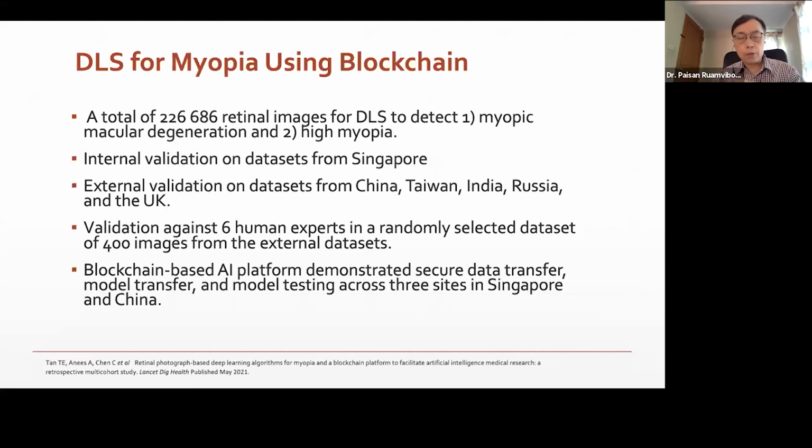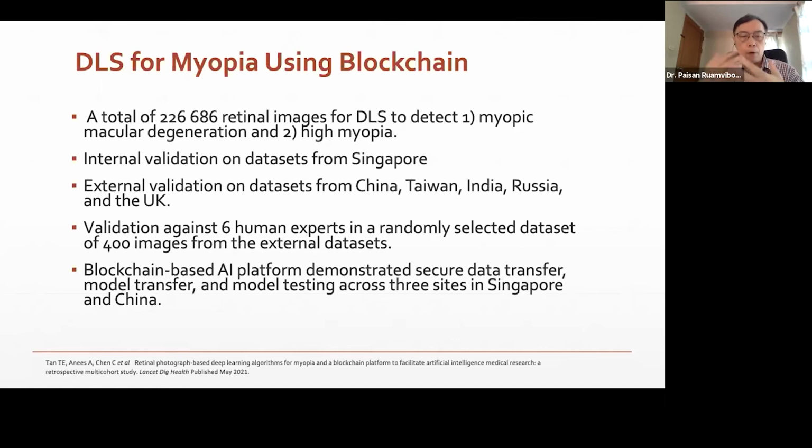They create two models in this study. The first one is to detect myopic macular degeneration, and the second one is to detect high myopia. The internal validation of these models is performed on the datasets from Singapore, and the external validation is from the datasets from China, Taiwan, India, Russia, and the UK.